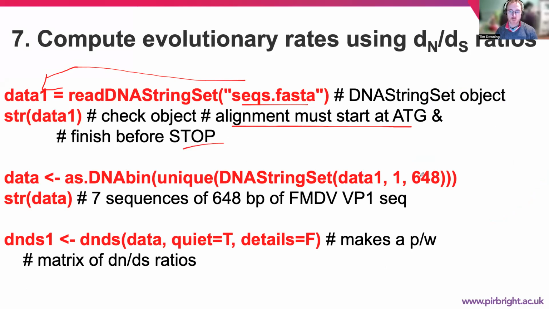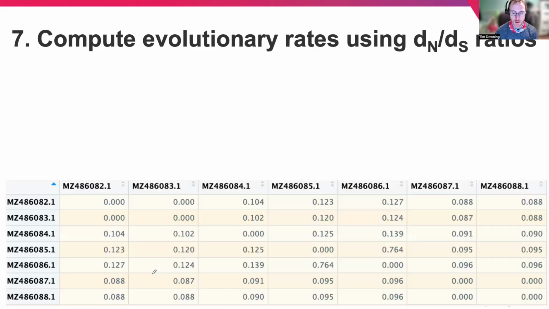And what we're going to do is specify that we want the unique sequences that are present, going from bases 1 to 648, the length of our sequence, for these samples, because you can get instances where they actually have the same sequence for different samples. So then we're computing the dN/dS ratios for this particular data set. We're going to ask for the details to be turned off, and that computes a pairwise matrix of dN/dS ratios. So what we'd expect to get is something like this. So you can see their relative rates, and they're all quite small, as you would expect.